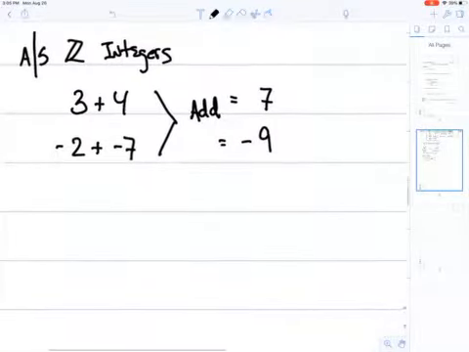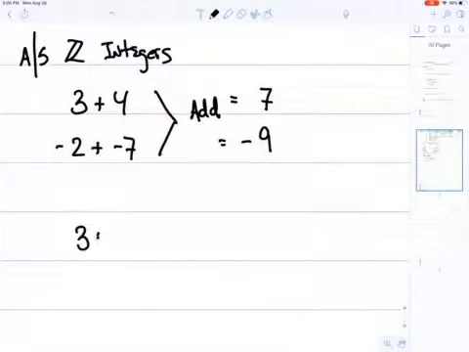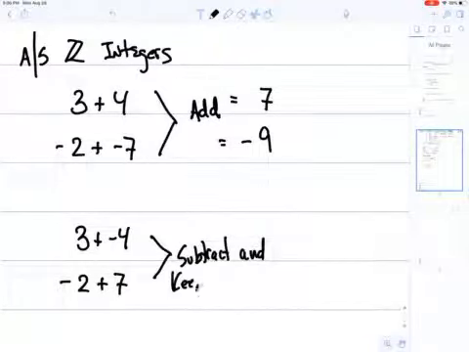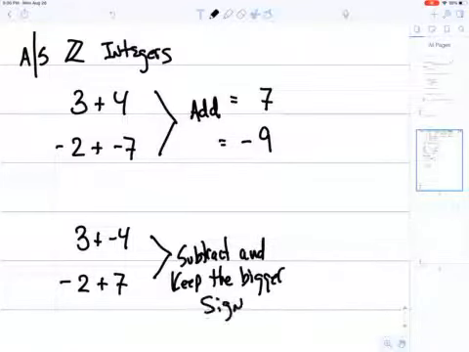If you have different signs, let's say we take a 3 and a -4, or a -2 plus a +7, those are different signs because one of them is positive, one of them is negative. What you're going to do is subtract and keep the bigger sign. And what I mean by that is, in the first one, 4 minus 3. Notice I'm not even dealing with the negative signs. 4 minus 3, that's the subtract part. 4 minus 3 is 1.